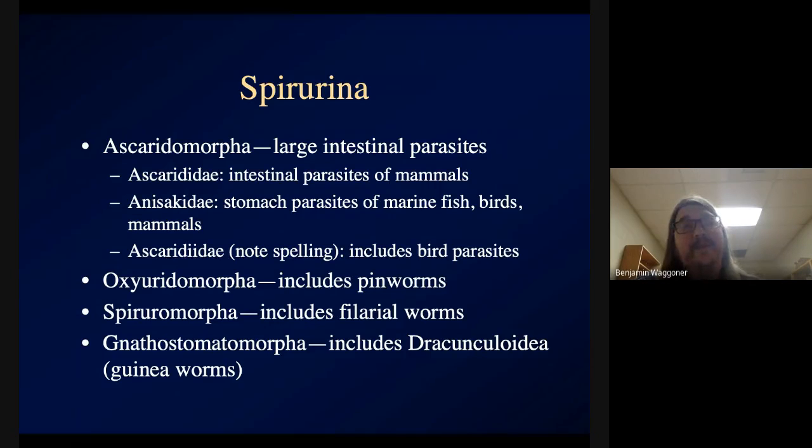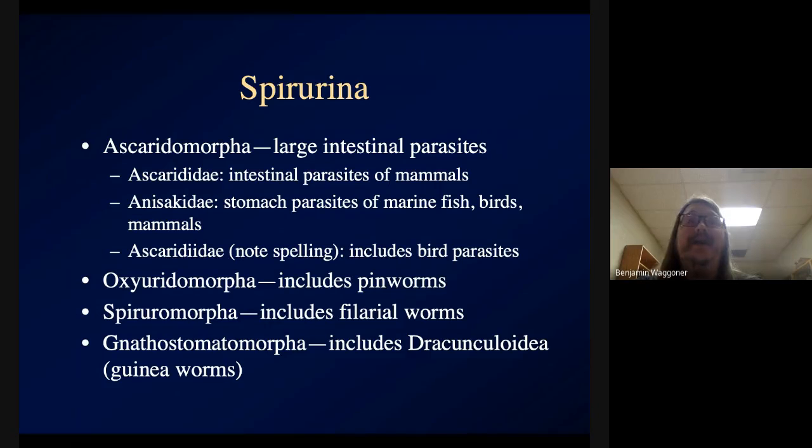And then Gnathostomatomorpha includes the guinea worms, genus Dracunculus, one of which is truly horrifying, but also has been one of the great success stories of public health in recent years. And by the gods, I think we could all use a positive success story in the public health sector. Right. So let's look at those Ascaridomorph nematodes first.